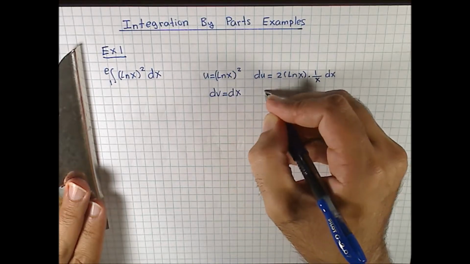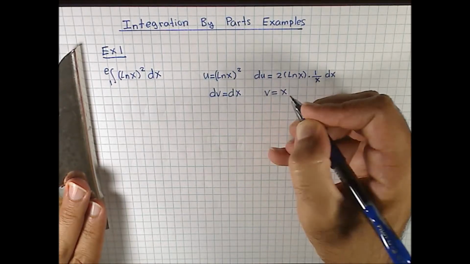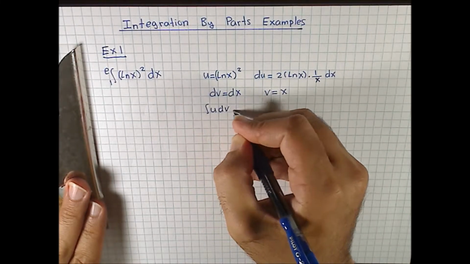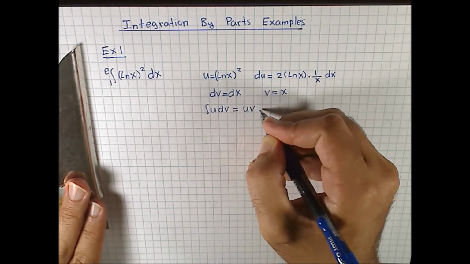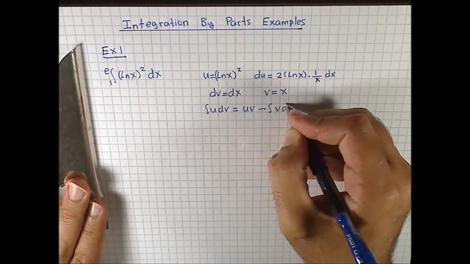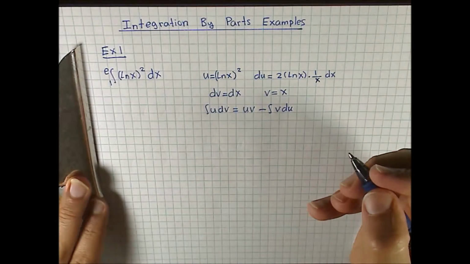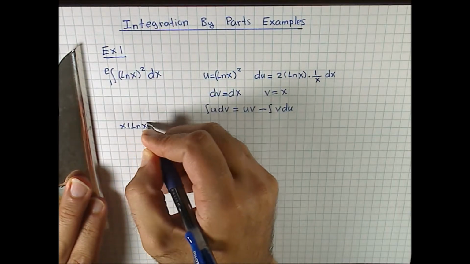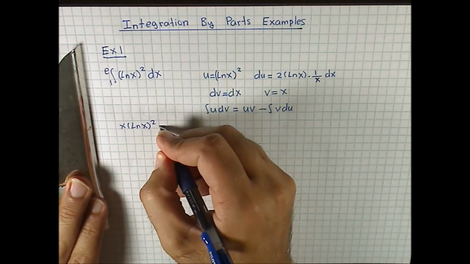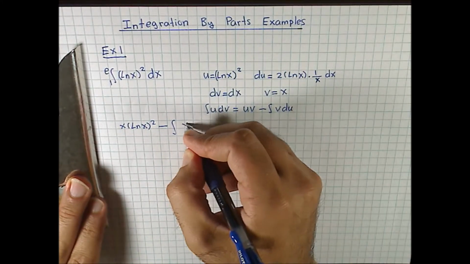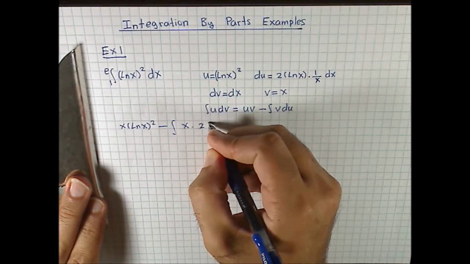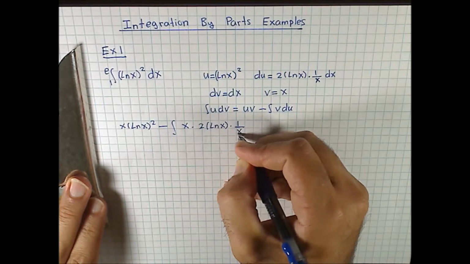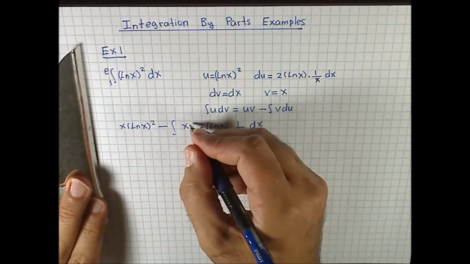Integrate dv and you get v. v is equal to x. Applying the formula, the integral of u dv is equal to uv minus the integral of v du. Alright, let's put this in. u times v, that's x times (ln x) squared, minus the integral of v, which is x, times du, that's 2 ln x times 1 over x dx. The x's cancel out.